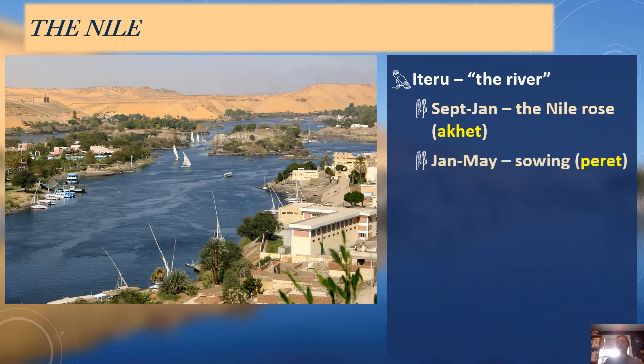Between January and May, the Egyptians would sow their crops. Now that the waters have settled down and they have left a rich black soil behind, this is the season of Peret, when you can plant and raise some food. Between May and August, that's when you could harvest. The Egyptians called this Shemu.